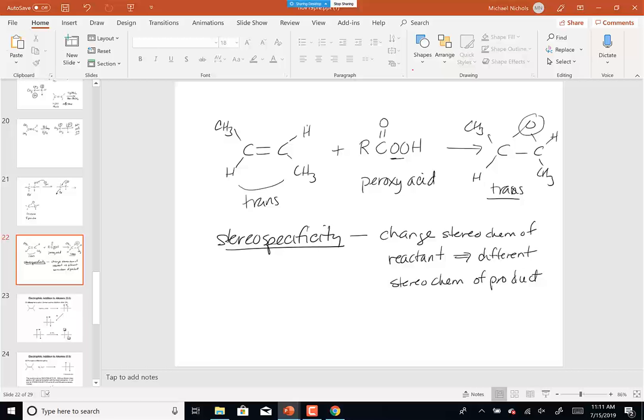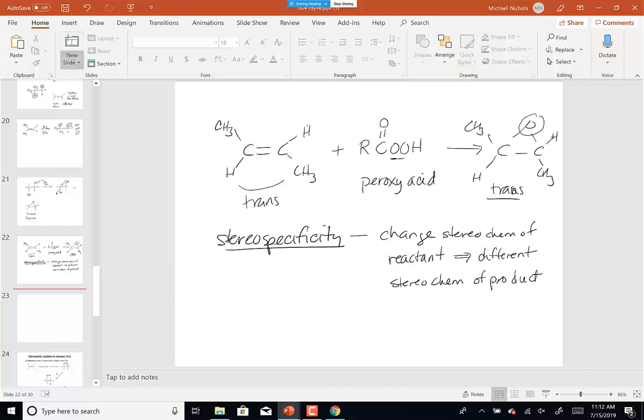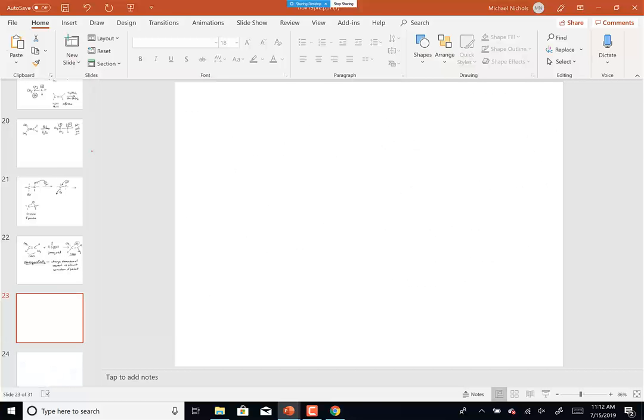And the last reaction of the day. And I'm not even moving at hyperspeed. Hydrogenation. Now notice that most of these reactions have a very specific name to them. So in hydrogenation, here's what I'm going to do. I'm going to add H2 to the double bond.